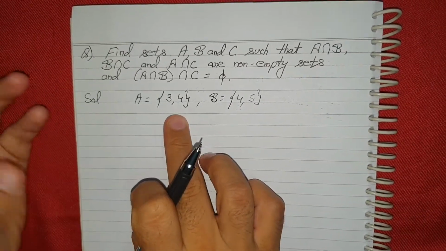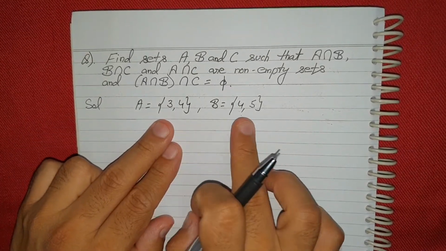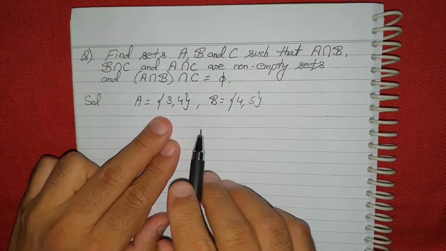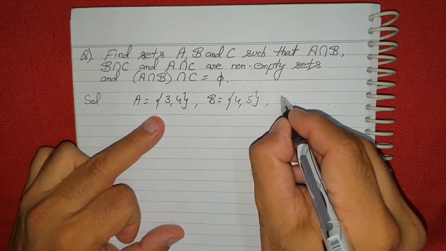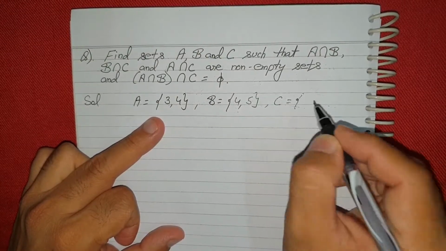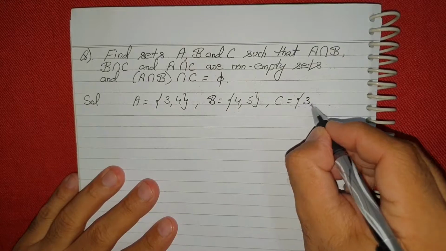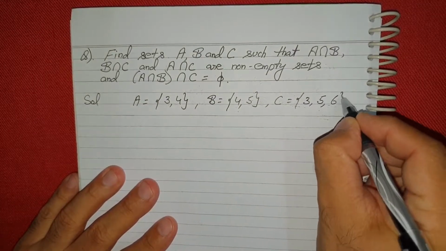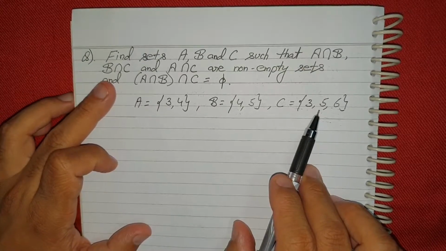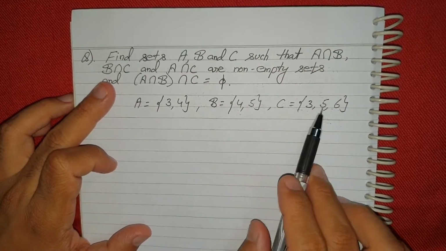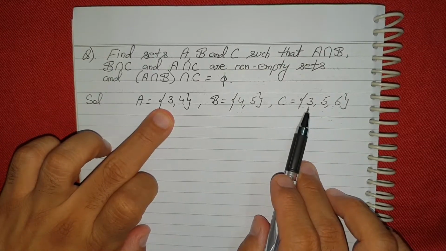I have taken 3, 4 for A; you can take any elements, 1, 2, 3, 4, 5, anything. B has 4, 5, because A intersection B is a non-empty set, so there should be something common between A and B. Now C, we have to include, like, 3. Now why this? Because B intersection C is a non-empty set, so something should be common. And similarly A intersection C, something should be common.